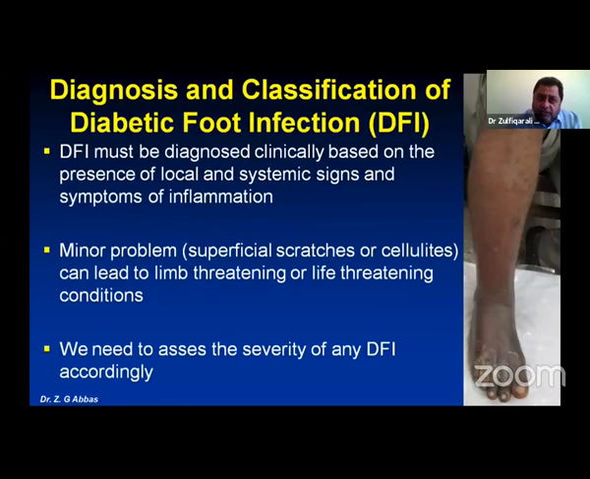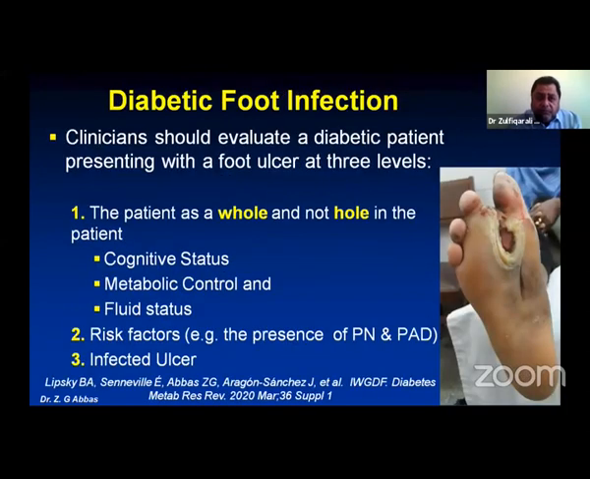The diagnosis and classification of diabetic foot infection must be made clinically, based on the presence of local and systemic signs and symptoms of inflammation. A minor problem, even a superficial scratch, can lead to cellulitis, which can lead to a limb-threatening or a life-threatening condition. We need to assess the severity of any diabetic foot infection accordingly.